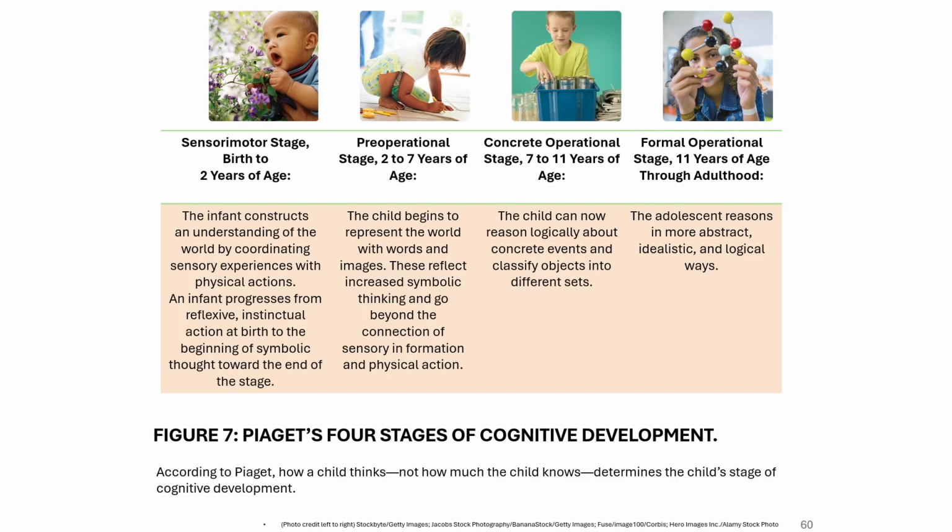The concrete operational stage is where the child can now use logic to reason about concrete events and classify objects into different sets. The formal operational stage is where the adolescent can reason in more abstract, idealistic, and logical ways in general. So, according to Piaget, how a child thinks, not how much they know, determines the child's stage of cognitive development.